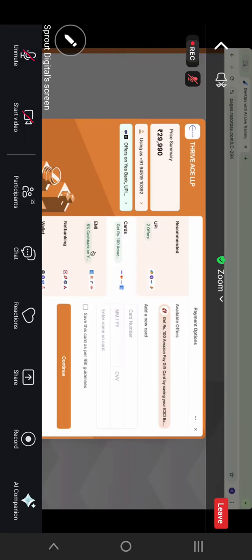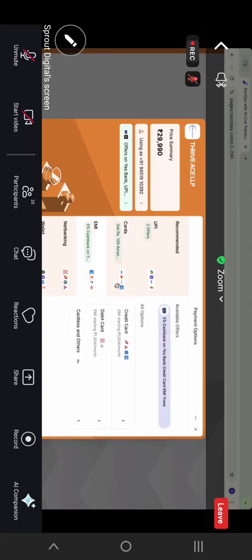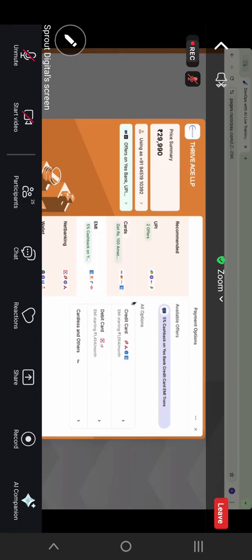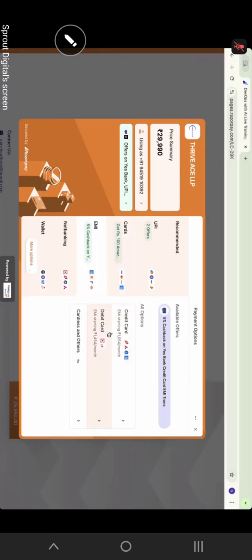Yes, a couple of people are asking about the EMI facility. Yes, we do provide the EMI facility. You have EMI facility starting from 1,000 per month. That is the kind of offerings we have in terms of enrolling for the program. And about net banking, you can pay through wallet also.